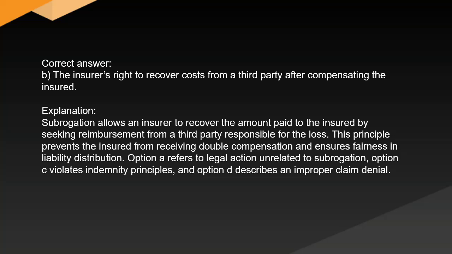Correct answer: B. The insurer's right to recover costs from a third party after compensating the insured. Explanation: subrogation allows an insurer to recover the amount paid to the insured by seeking reimbursement from a third party responsible for the loss. This principle prevents the insured from receiving double compensation and ensures fairness in liability distribution. Option A refers to legal action unrelated to subrogation. Option C violates indemnity principles. And option D describes an improper claim denial.